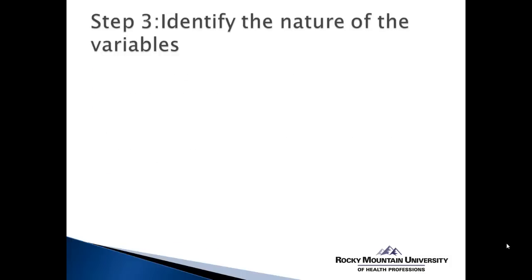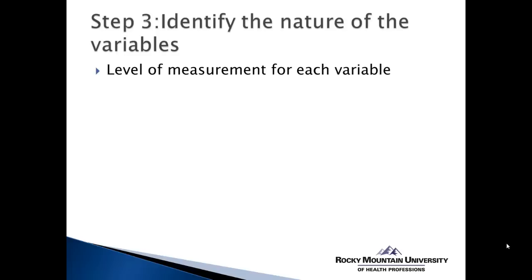Now the next step is to identify the nature of those variables. So we've identified how many we're going to have, we've given them a definition, and we have an understanding of what the typical or acceptable range would be for each of those variables. So we next need to determine the level of measurement for each variable.